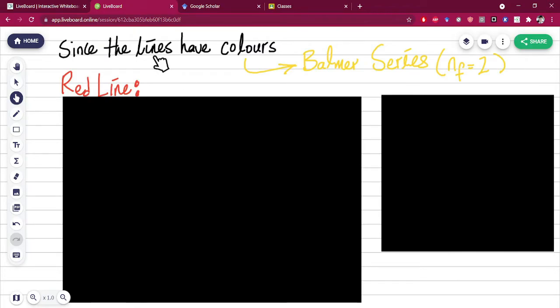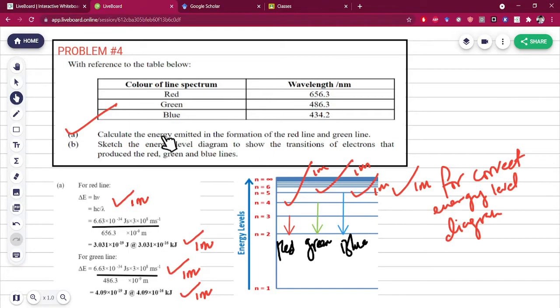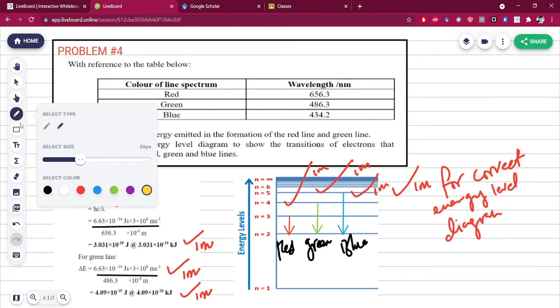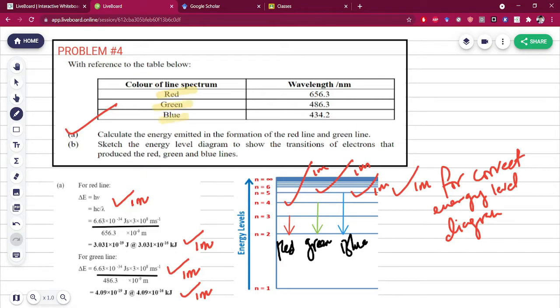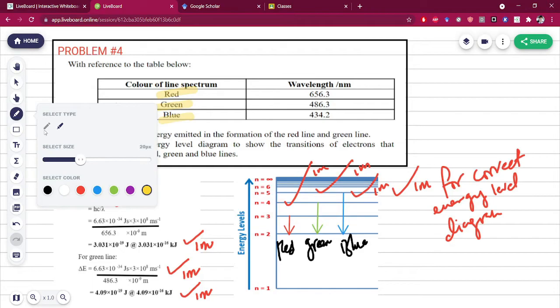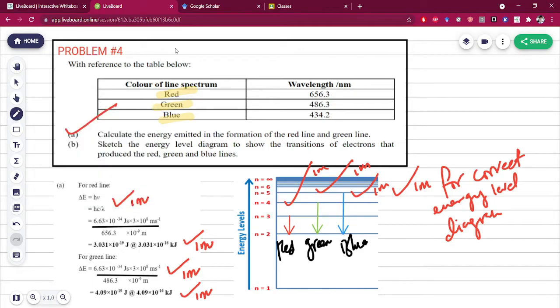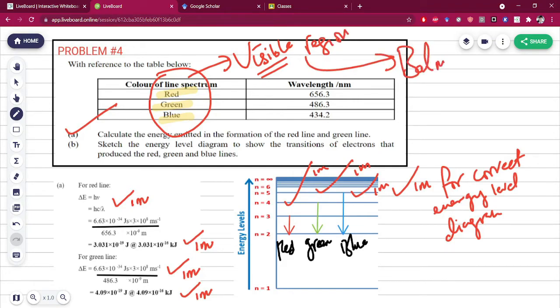Since the lines have colors, we know that it will be in the Balmer series. The question doesn't say which series. It doesn't say whether it's going to be the Lyman series, Balmer series, Paschen, Brackett, or Pfund. But the clue lies in the table. It says you have red, green, blue. Among all of the series, this is visible, because you have colors. For the visible region, that is the Balmer series. So the Balmer series is the only series that falls in the visible region.